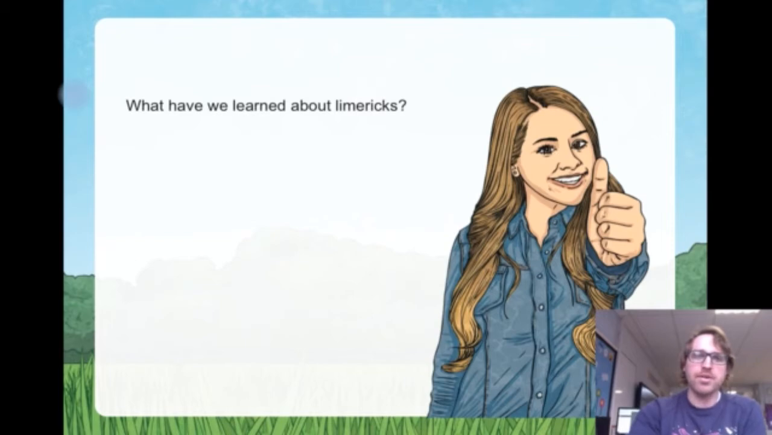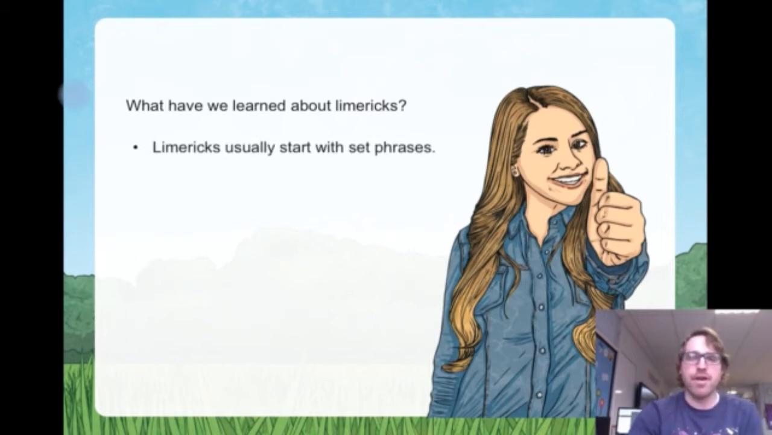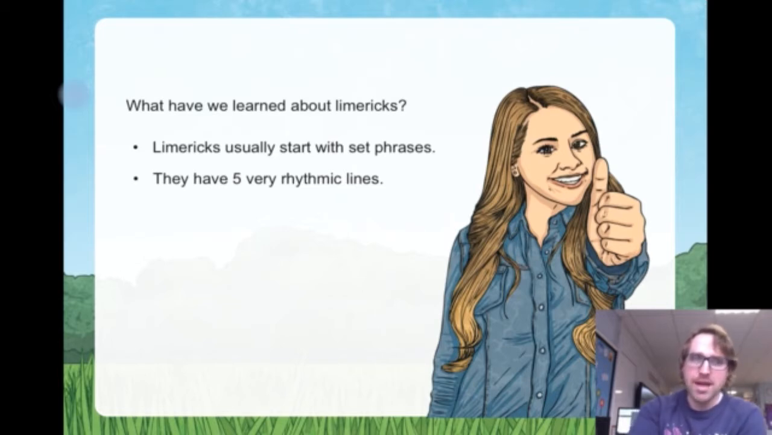What have we learnt about limericks? So limericks usually start with a set phrase or set phrases. So there was an old lady, or there was an old man, or there was a young lady, and then from somewhere or called something. Okay, they have three very rhythmic lines, and we did the dum dum dum, and that's why I asked you to read some out in our last lesson, so you can get used to that rhythm that you're trying to look for when you write your own today.